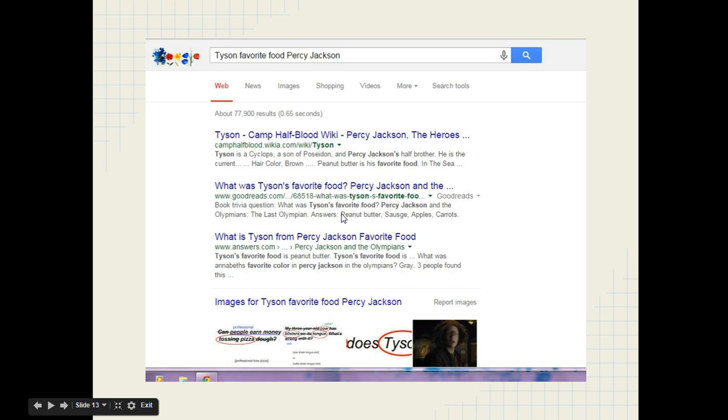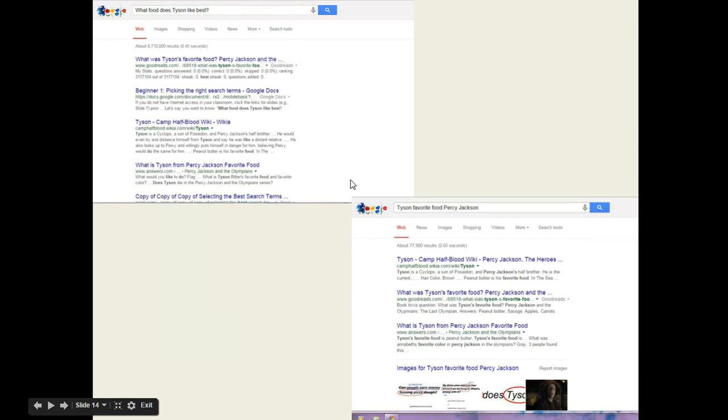Okay, these might be foods he likes, but peanut butter is his favorite food, and we found the answer in the first one. If we look at a side-by-side comparison, we can also look at the results that we got. Our first query gave us over 8 million results, where our second query gave us about 77,000 results. So it really narrowed down our list for us.